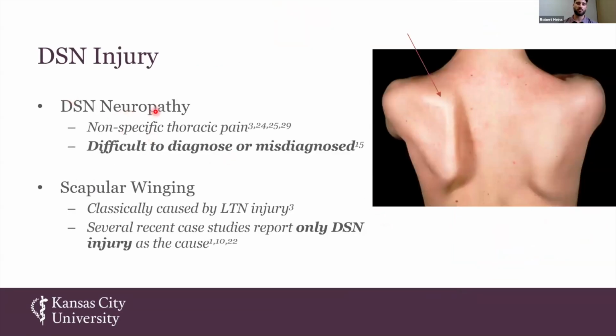So dorsal scapular nerve neuropathy is a common injury, usually due to entrapment of this nerve through the scalene muscles. This can cause some non-specific pain, which is very problematic for clinicians as it's very difficult to diagnose and is often misdiagnosed. Also, scapular winging can occur, usually from a long thoracic nerve injury, but there have been several case studies reporting only dorsal scapular nerve injury as the cause. And this right here is a winged scapula.